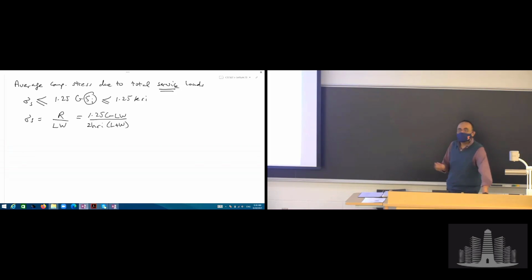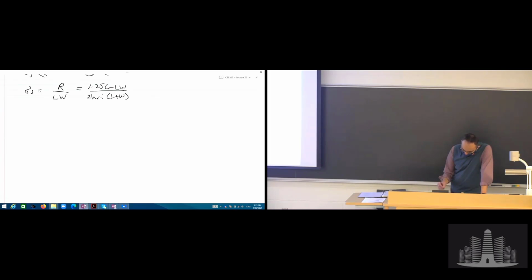Now at this point you have two variables and one equation, right? The L and the W are two variables, so you will have to go through a trial and error process. Using trial and error, we can try, for example, L equal 12 inches and W equal 18 inches.